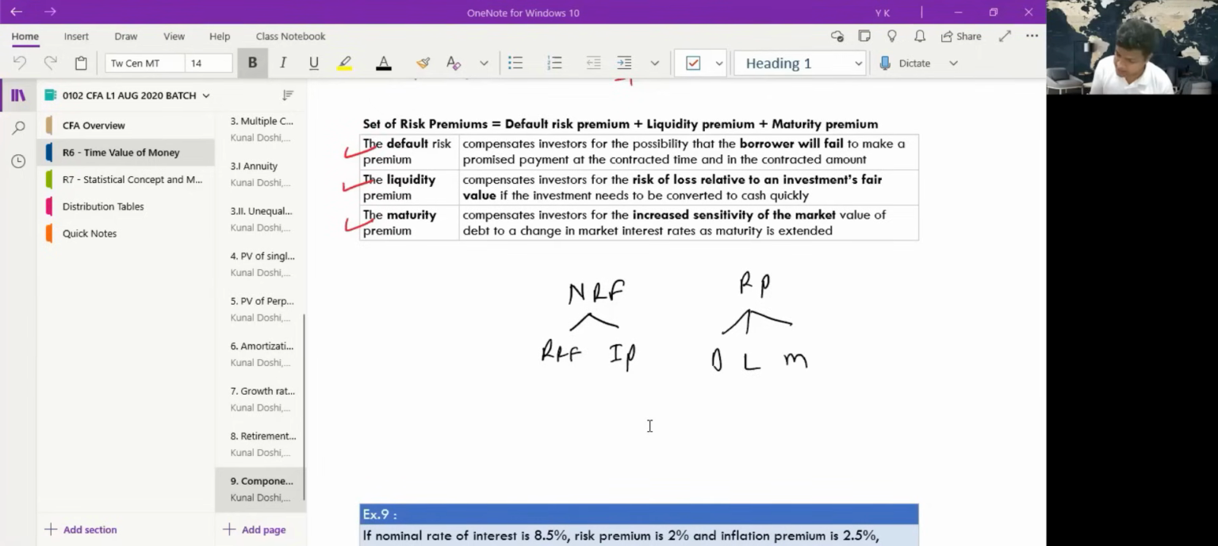I'll repeat, everyone, and you don't have to mug up. You have to understand the concept. Nominal risk-free rate is a combination of real risk-free rate plus inflation. And risk premium, there are multiple risk premiums, which can be default risk premium plus liquidity risk premium plus maturity risk premium. And guys, if I add the nominal risk-free rate plus the risk premium, what do I get? Yes. Nominal interest rate. I get the nominal interest rate or simply the nominal rate. Everyone with me on this?